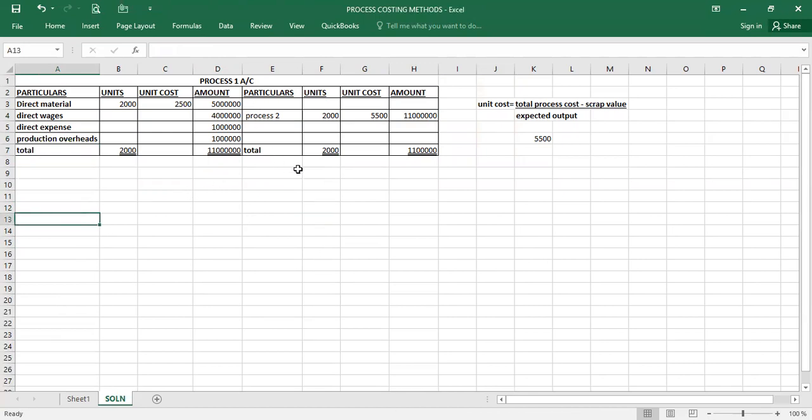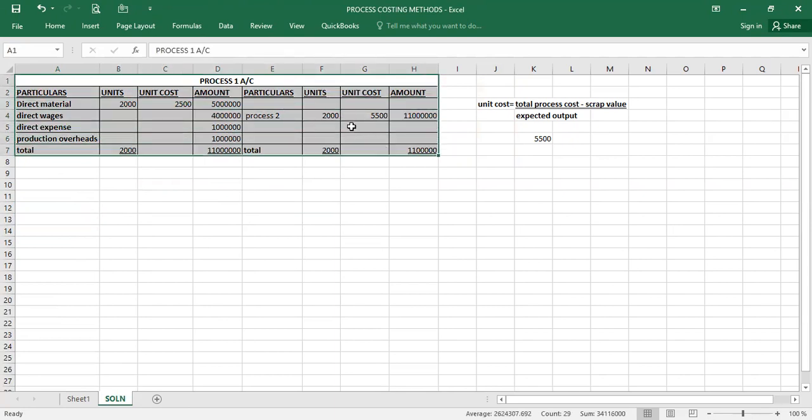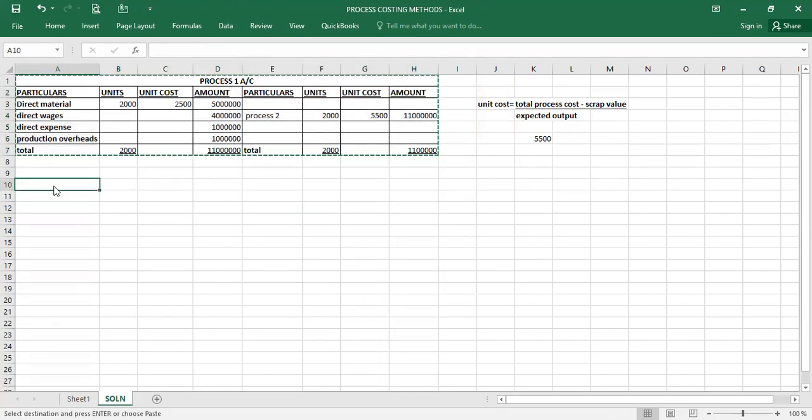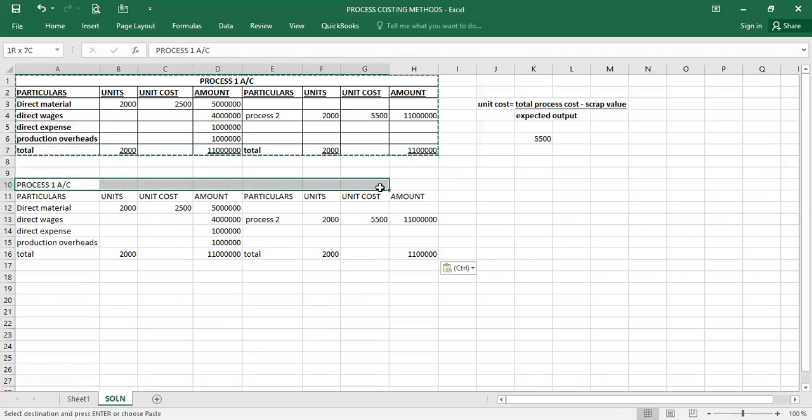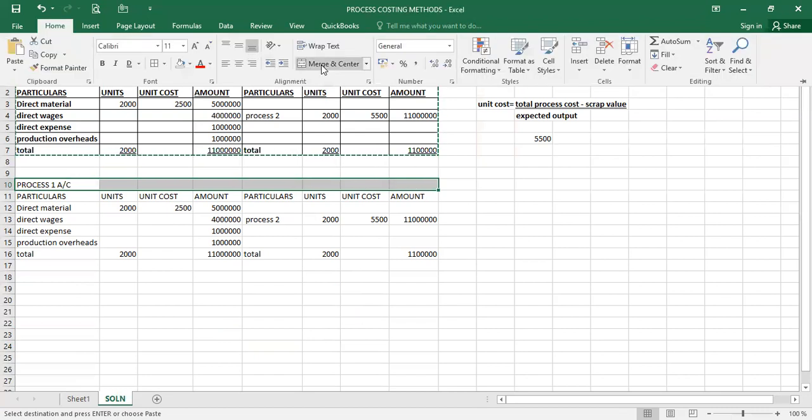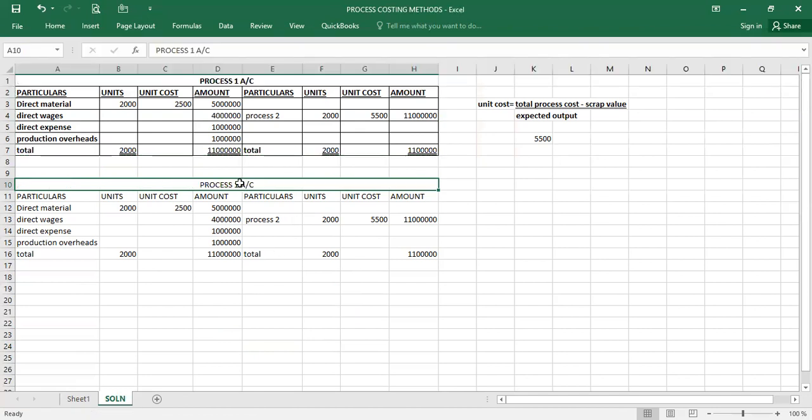That's the first account. So open another account. We can just use the same information. Copy this one and paste it here. So this one is supposed to be called process 2 account now. This one is called process 2.